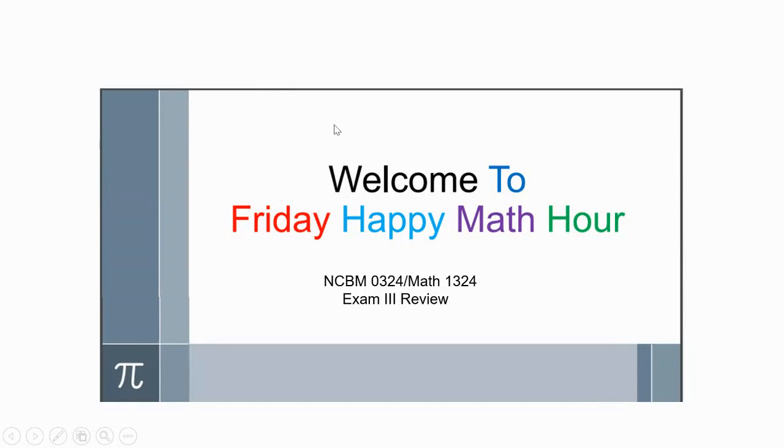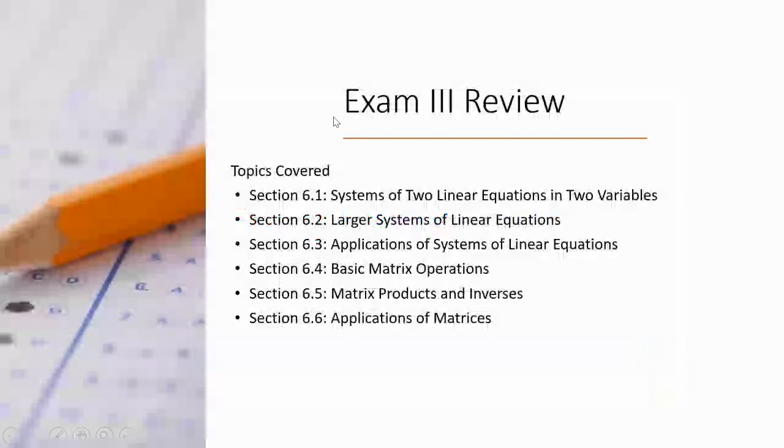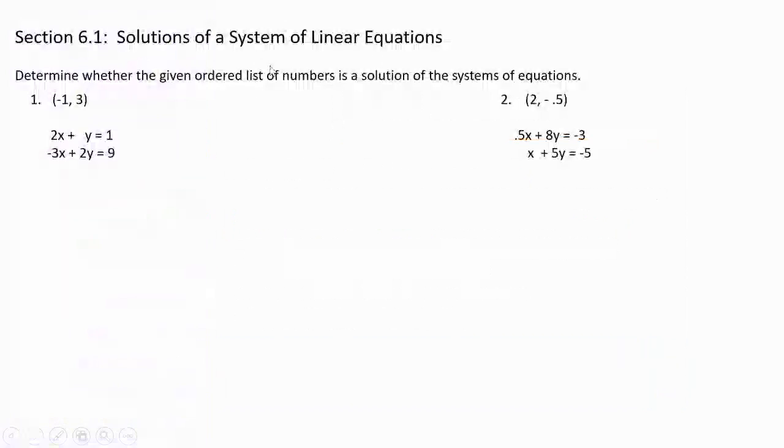For Math 1324, today's topics are over chapter 6. I'm going to cover some examples from every section, 6.1 to 6.6. So let's start with 6.1. Here it states, determine whether the given ordered list of numbers is a solution of the system of equations.